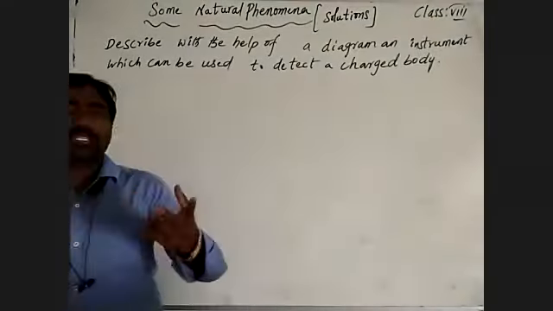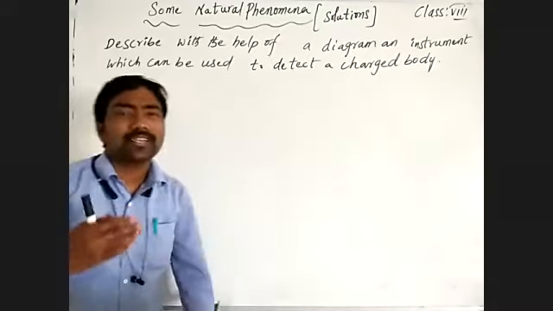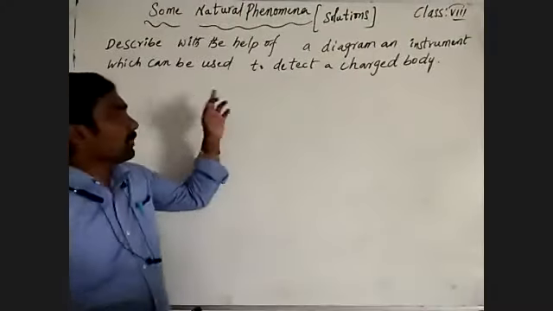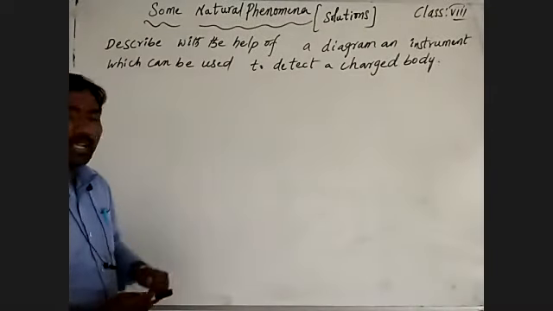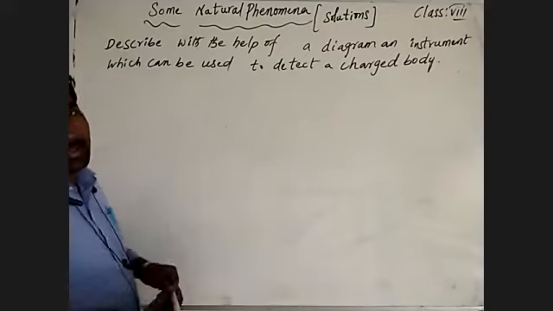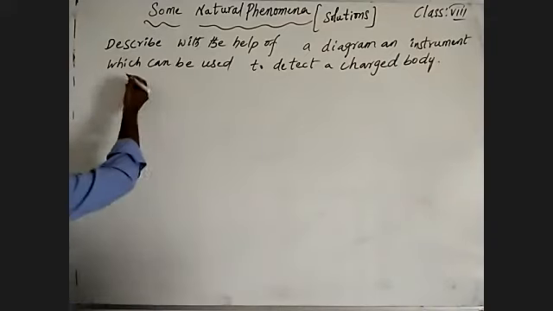What I'm discussing is what type of charge is present, like or unlike, same charge or different charge. By repulsion or attraction, we can identify it. But now I'm saying, whether the body consists of charge or not, that we have to discuss by this experiment. How do we identify by that experiment whether charge is present on the body or not? To do that activity, we need to state the aim.